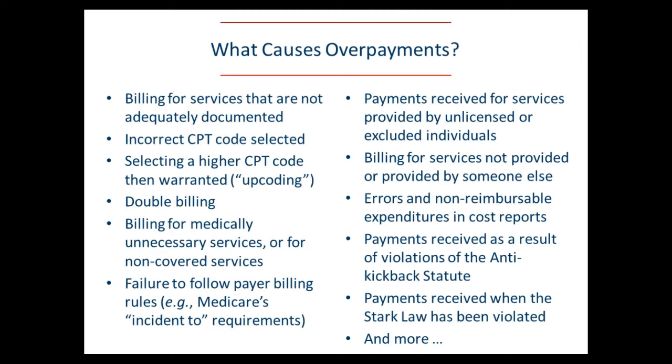So putting the presentation in context, one of the main questions is what causes Medicare and Medicaid overpayments? And that can include a lot of things, including billing for services that are not adequately documented, using incorrect CPT codes, upcoding with CPT codes, billing for medically unnecessary services or for non-covered services, also payments received for services provided by unlicensed individuals or excluded individuals, and a whole list of things that are included on this slide, and more.